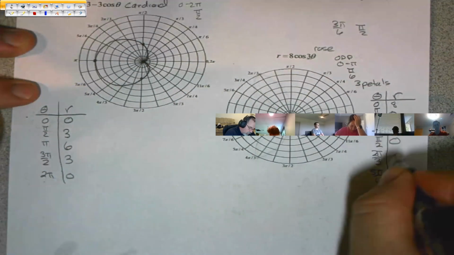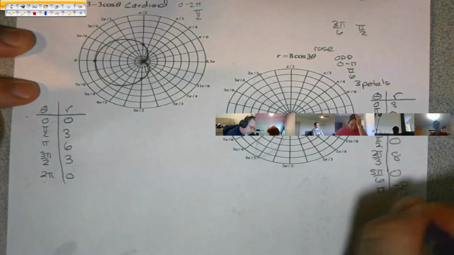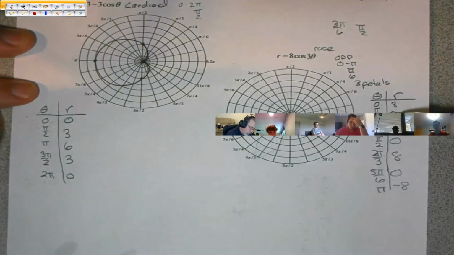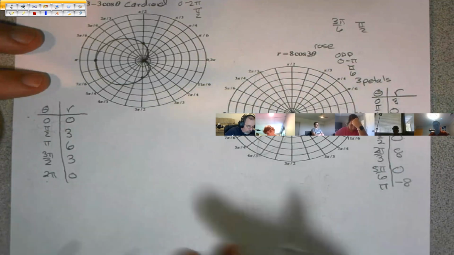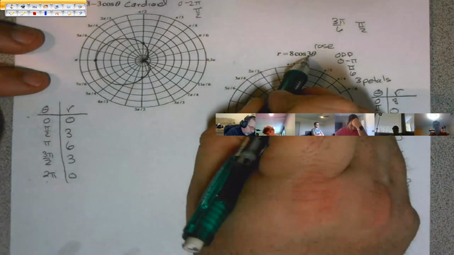Now it goes -8, 0, 8, 0, -8. So every other one is 0. And then every other one goes positive, negative, positive, negative. And you can plug those values in if you'd like, but that's the pattern that happens every time because we're doubling this coefficient. We get this pattern here.